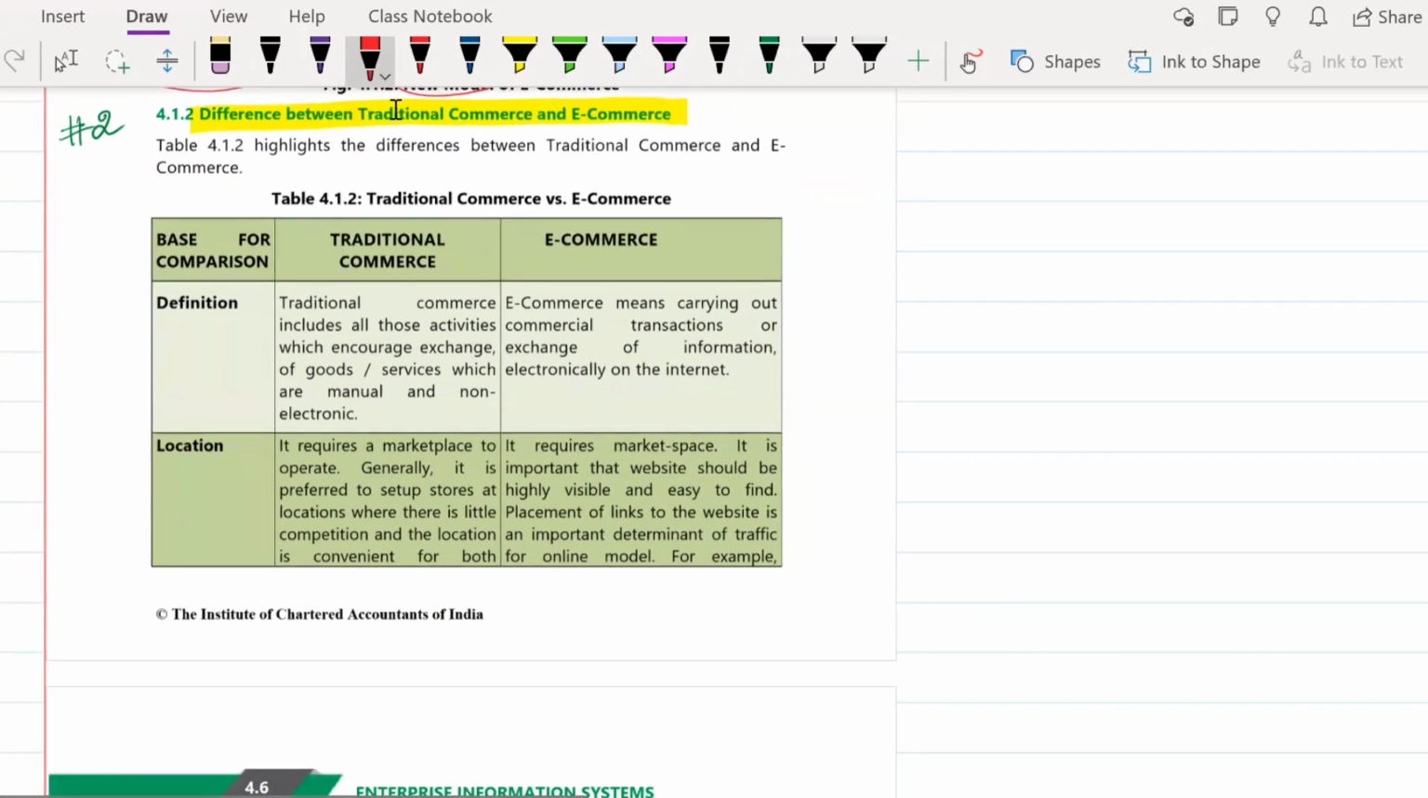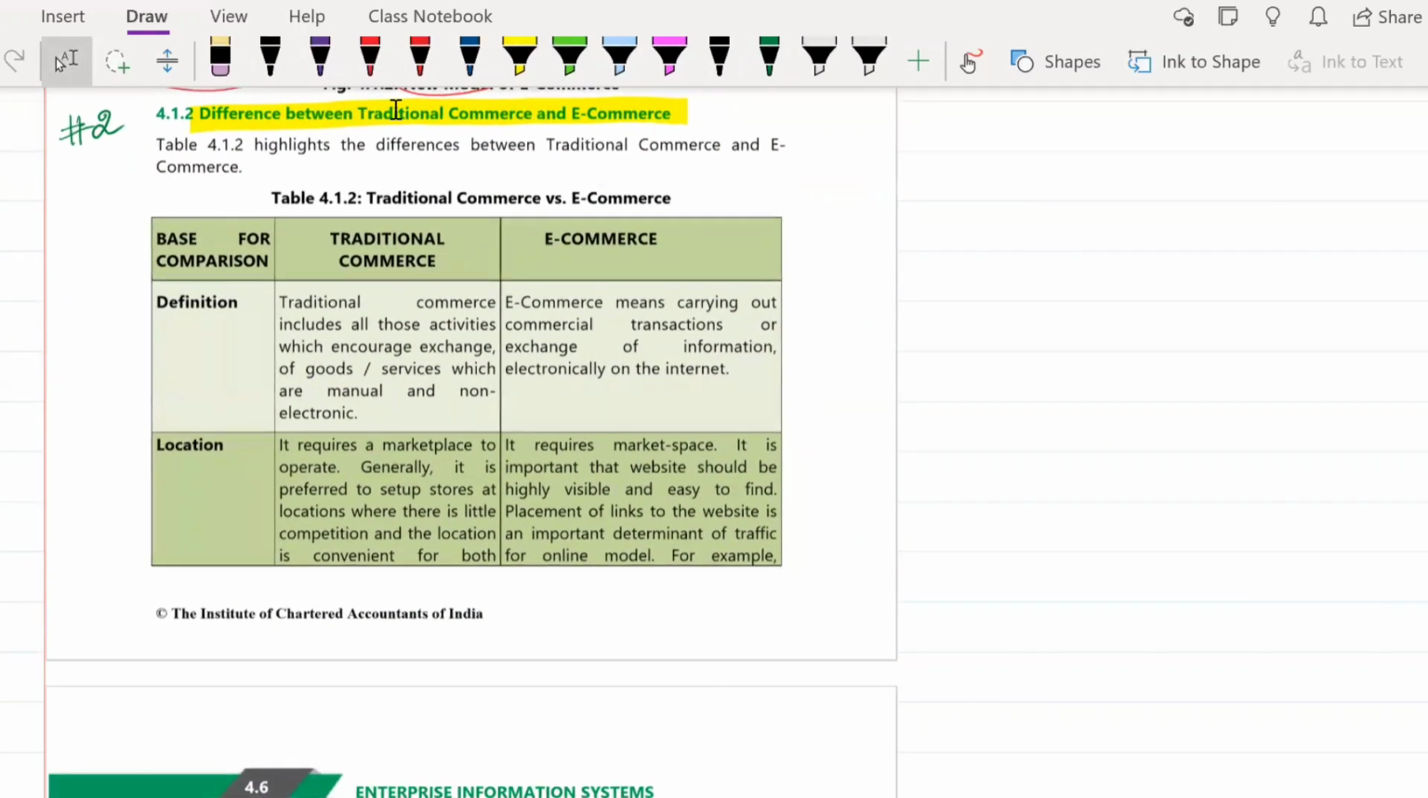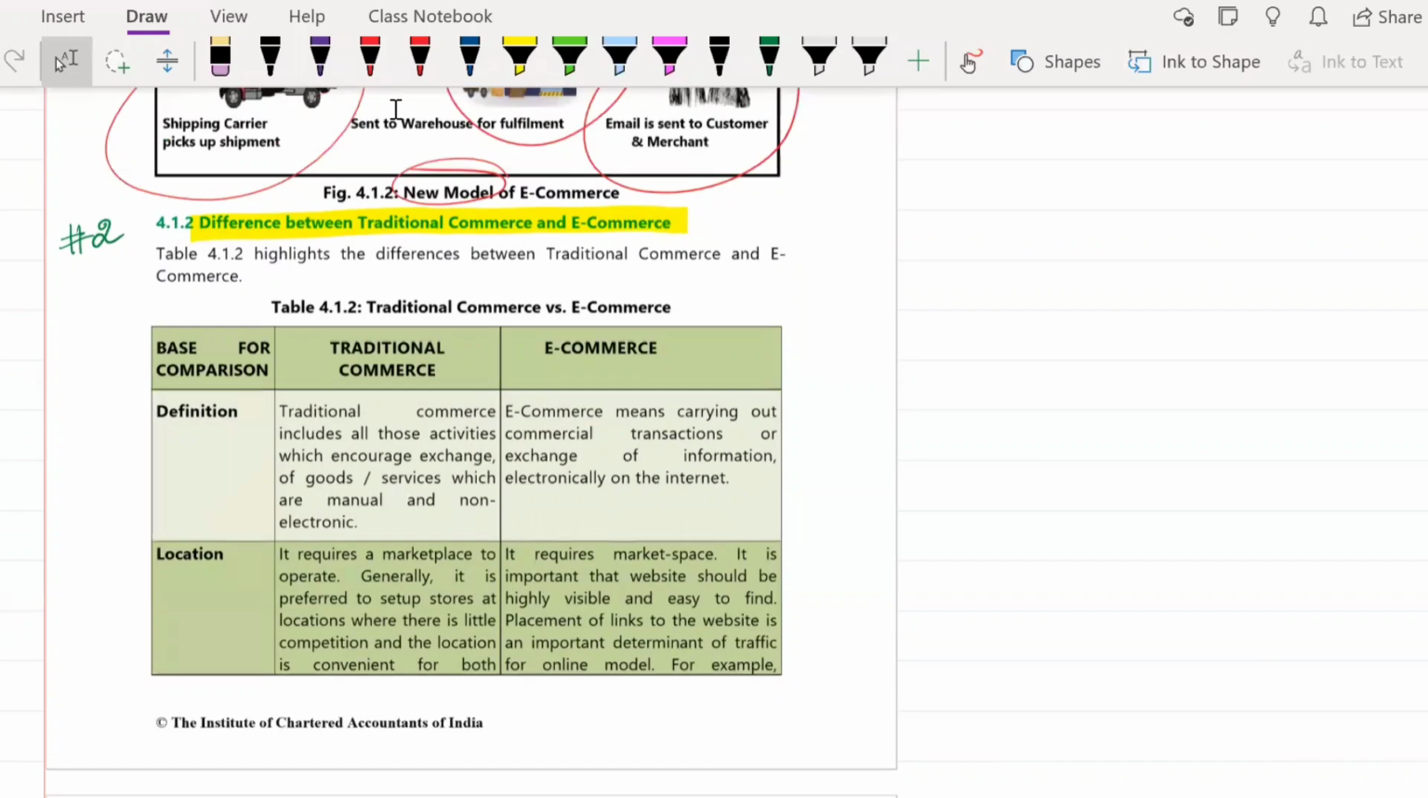Okay, yes. So next they have given you differences between the traditional commerce. My stylus is again not working. Just give me a minute, guys.